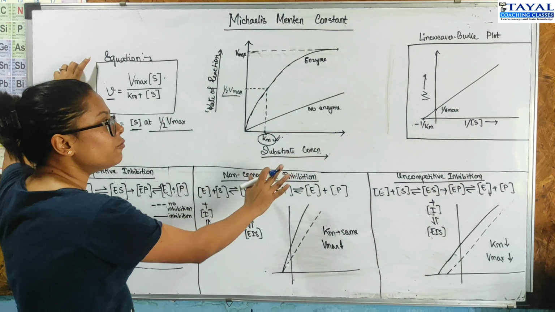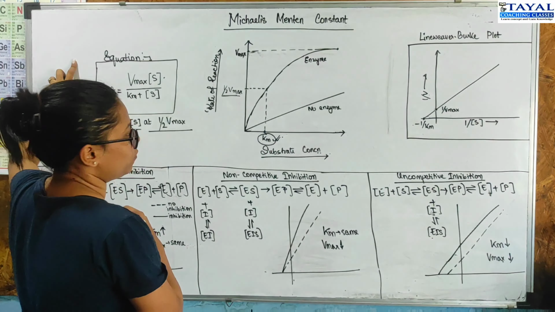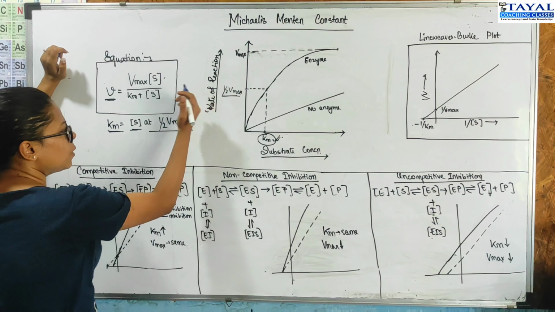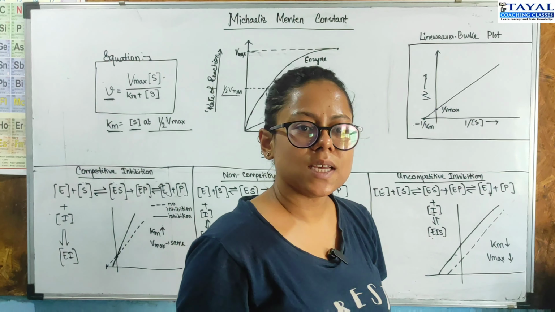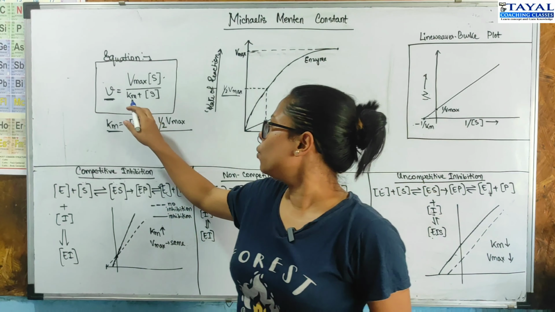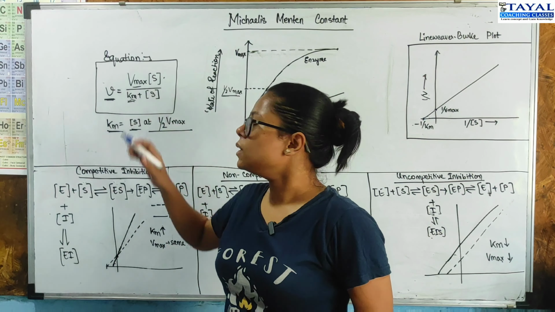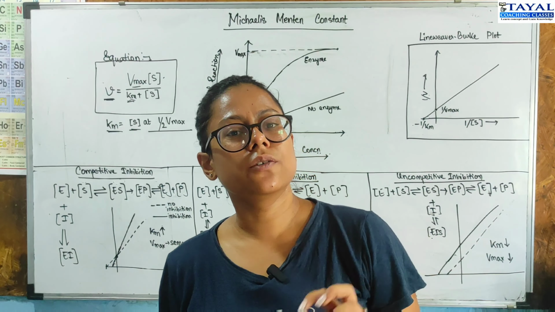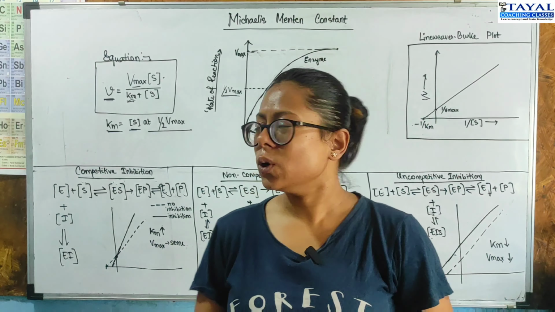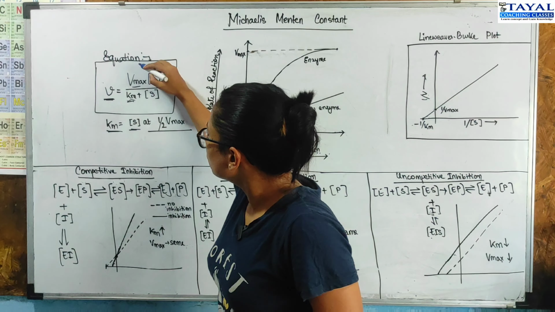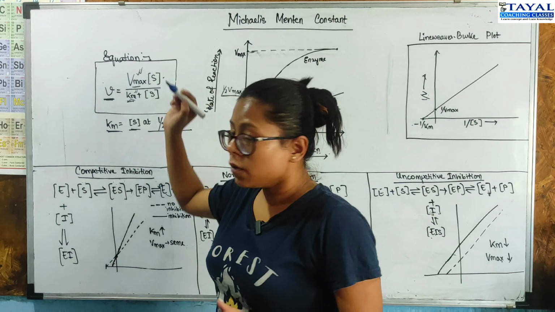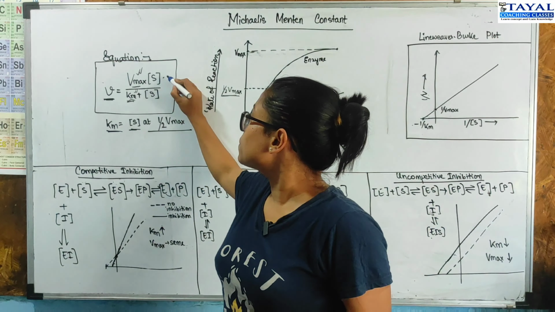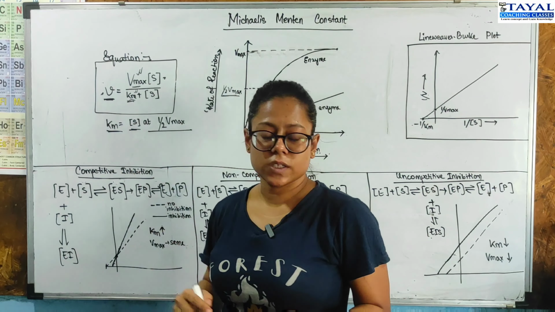When we derive further from this plot, we get an equation which says V is equal to Vmax into S upon Km plus S. What it gives us is that for any given enzyme, if you know its Km and its Vmax, you will be able to say at which substrate concentration it will reach what amount of velocity. Because these two are constants for any given enzyme, you can easily determine the substrate concentration and its relationship with the velocity.